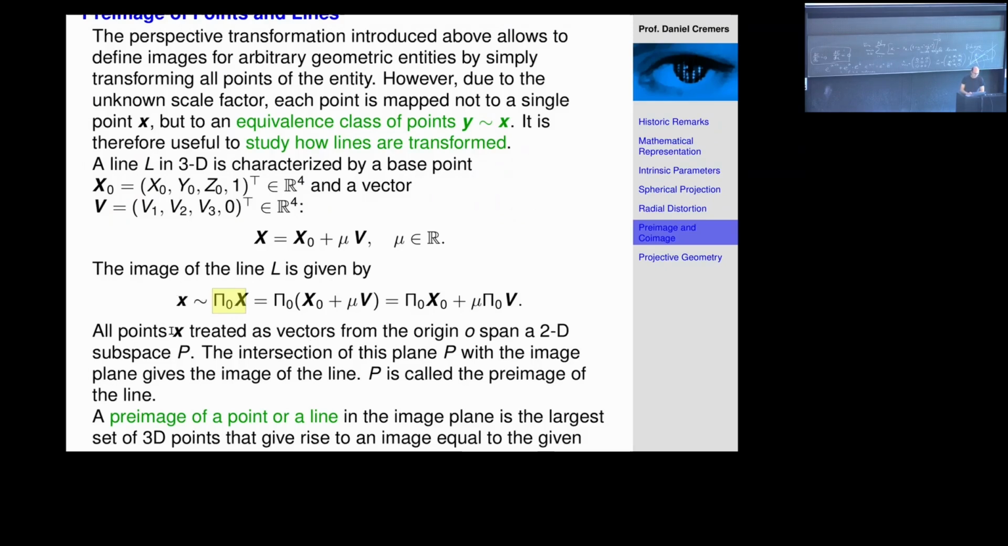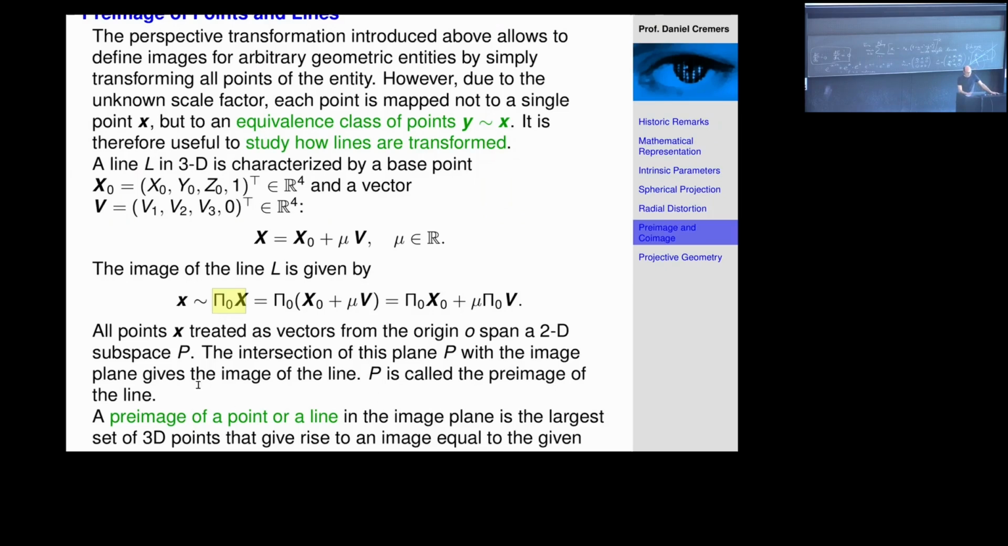In other words, the points x are treated as vectors from the origin of my camera, and they span a 2D subspace P. And this is the pre-image of the line, and the intersection of this plane P with the image plane gives me the image of the line. Sounds very profound, but it's actually pretty obvious. And this P is called the pre-image of the line.